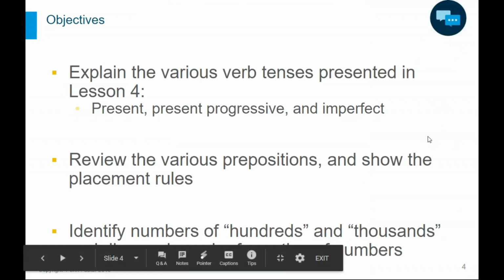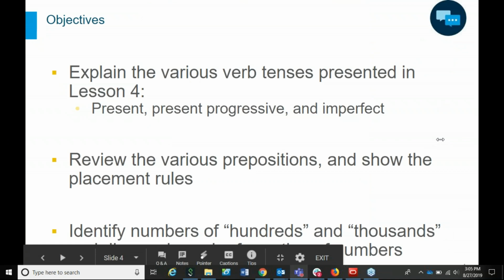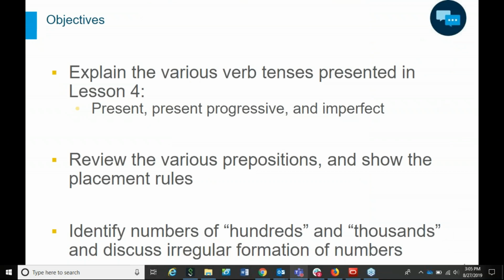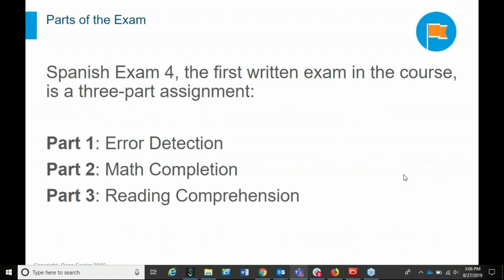So in today's webinar, we have a few objectives. We're going to talk about Lesson 4 and everything that you will be required to know for your test. We're going to explain the various verb tenses in Lesson 4, prepositions and their placement rules, and talk about some numbers as well.